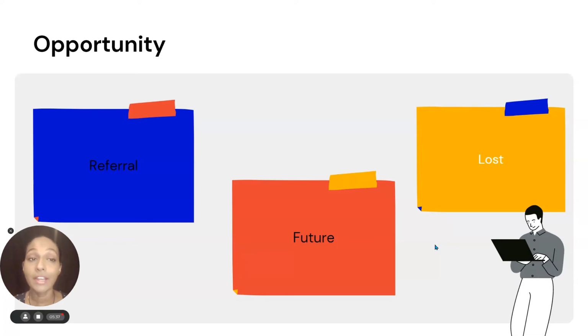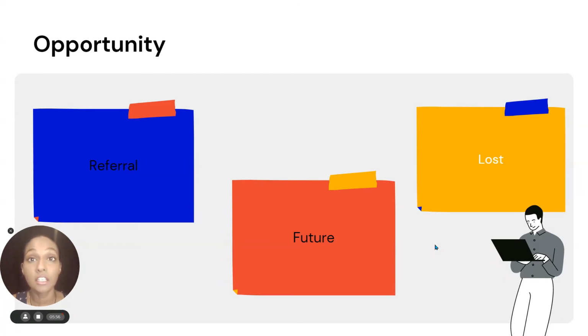So lost buyer, lost seller. Why are they lost? Is it, for example, the buyer just doesn't have enough of a down payment? Did the buyer just not find what they were looking for? Could the buyer just not qualify for a mortgage? Did the buyer start a new job? These are all different things that you want to take into account.